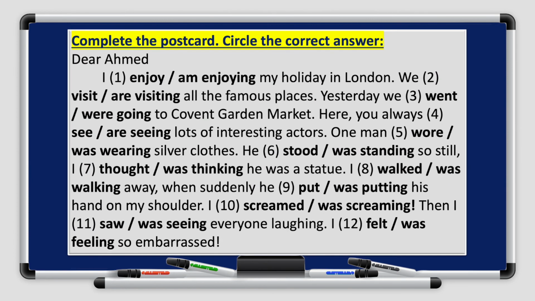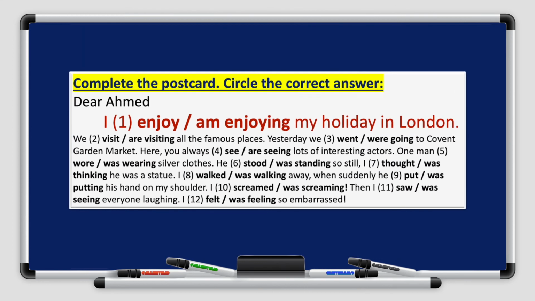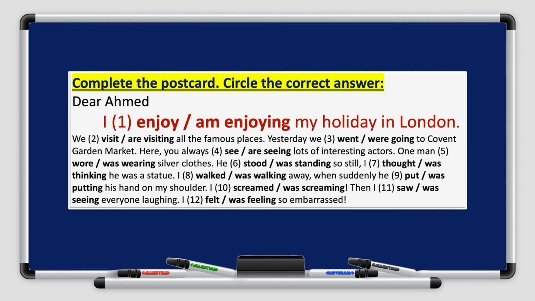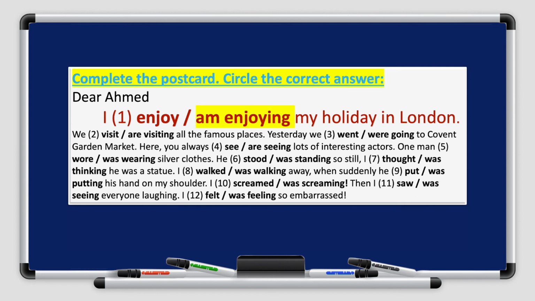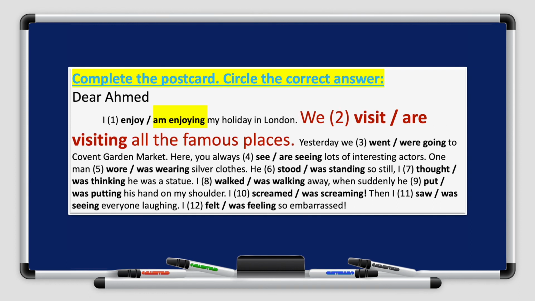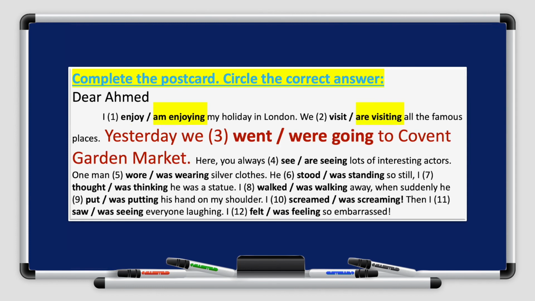Complete the postcard by circling the correct answer. This is a letter or an email written to Ahmed. Dear Ahmed, I enjoy or am enjoying my holiday in London. I am enjoying my holiday in London. Good job. We are visiting all the famous places. Which one? We are visiting all the famous places.